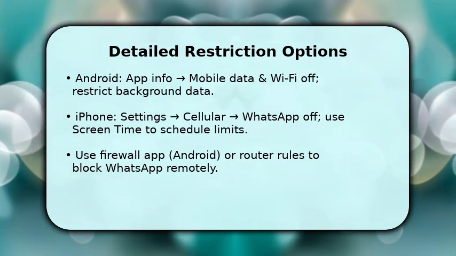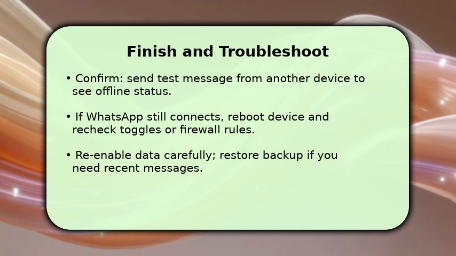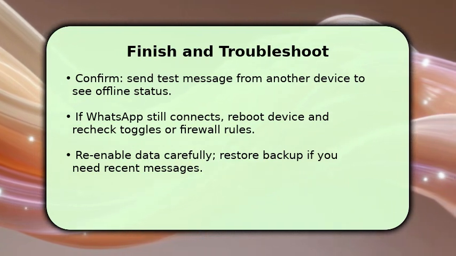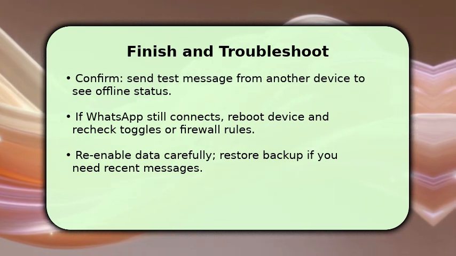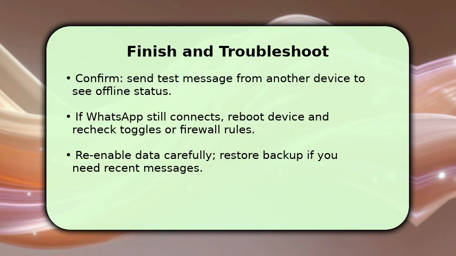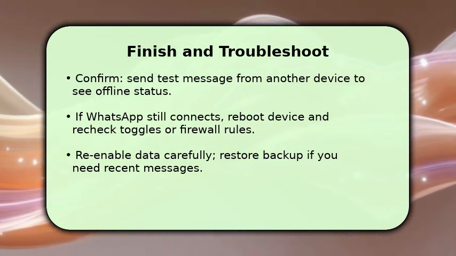Finally, verify the block and know how to fix it. Send a message from another phone to confirm WhatsApp shows offline on your device. If it still connects, reboot the phone, reopen app permissions, and recheck mobile data or firewall entries. Sometimes system updates re-enable network access.